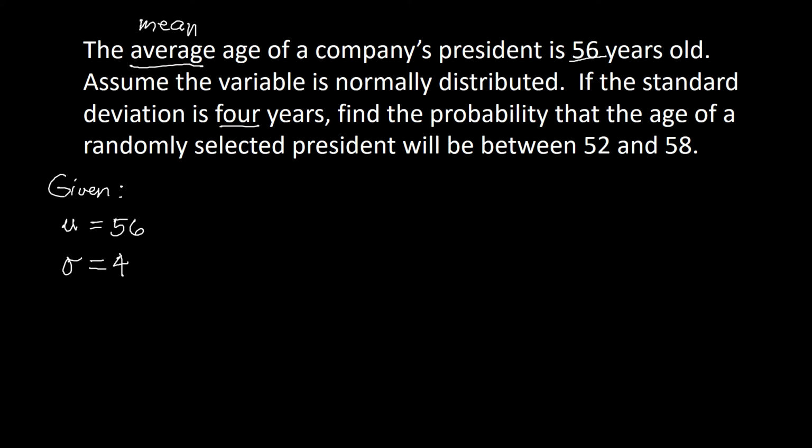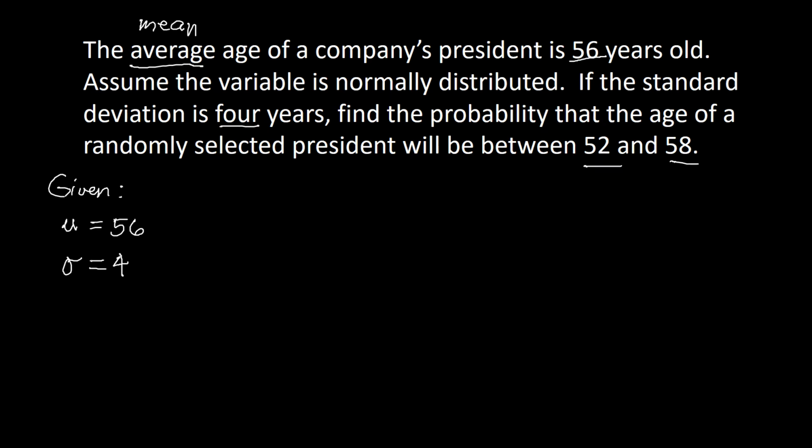Now next, we need to find the probability that the age of a randomly selected president will be between 52 and 58. Take note, we have two values in there. Now, if you've got two values, and one of them is not your mean, that means you are looking for the probability between your two Z scores, because you've got two raw scores in there. So automatically, you also have two Z scores.